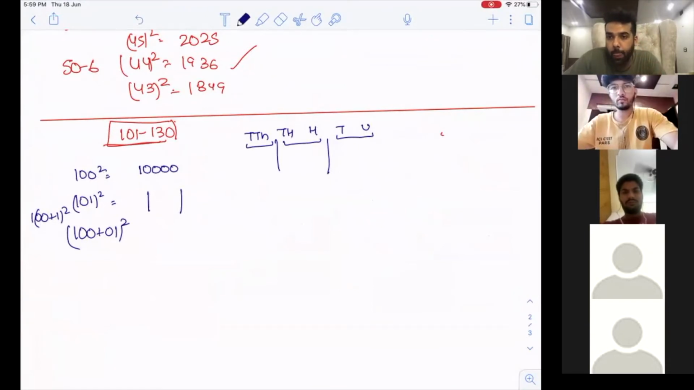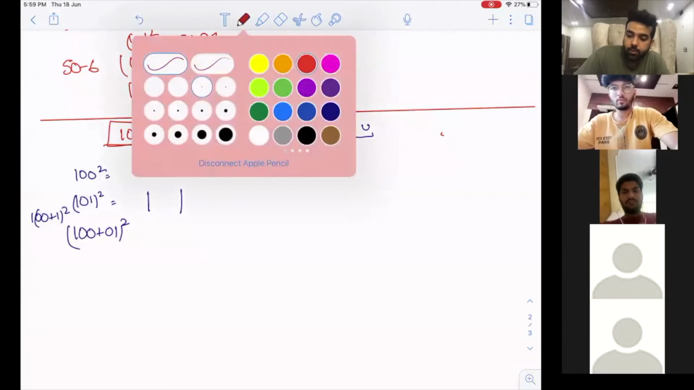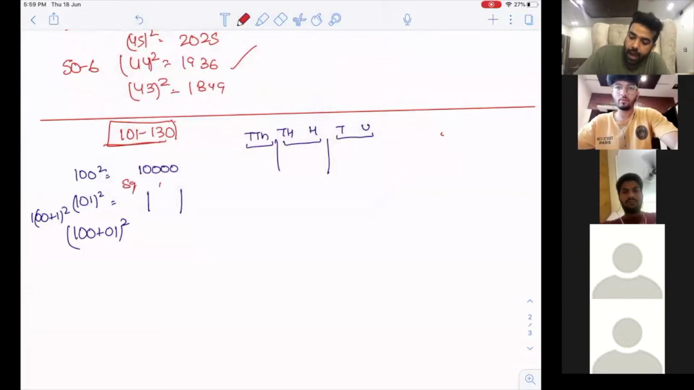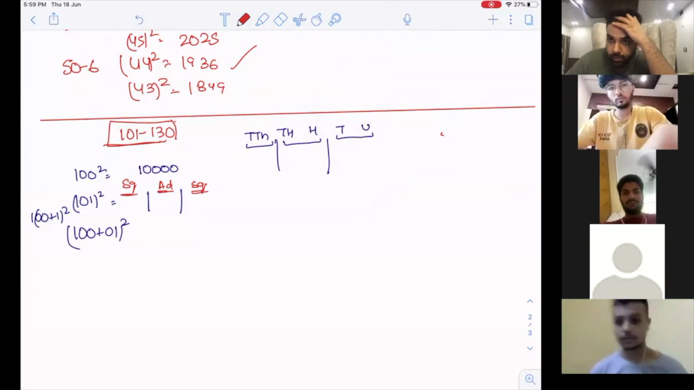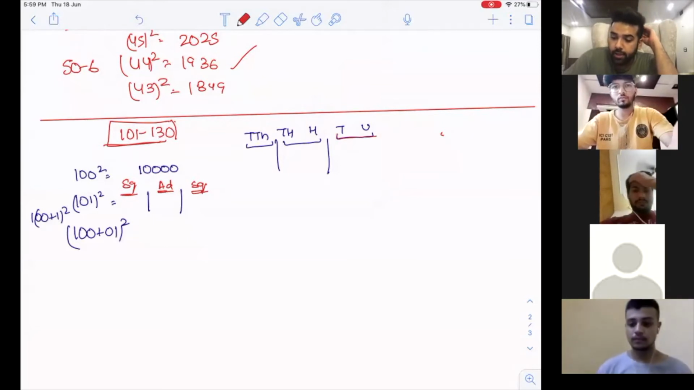Now what we basically do is square, add, square. That's a rule. Our rule is what? Square, add and square. Clear, everybody? Yes, sir. The rule we follow is square, add and square. We divide it into units and tens, hundreds, and 10,000s.